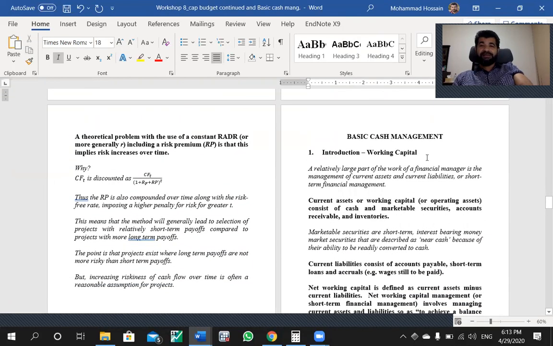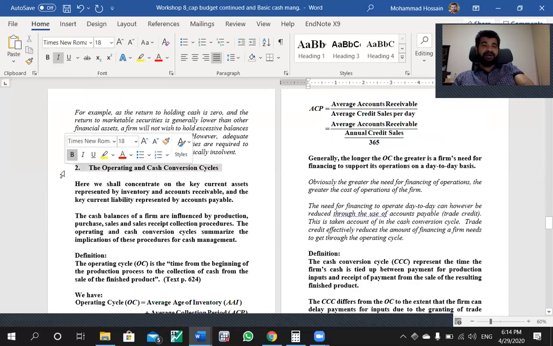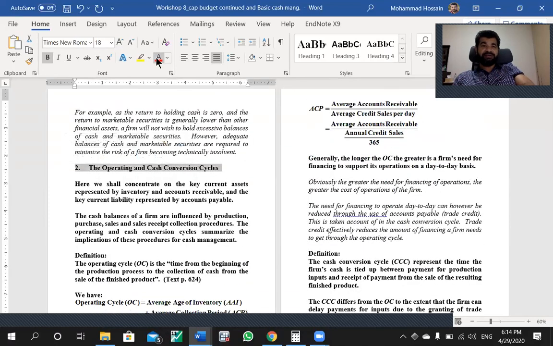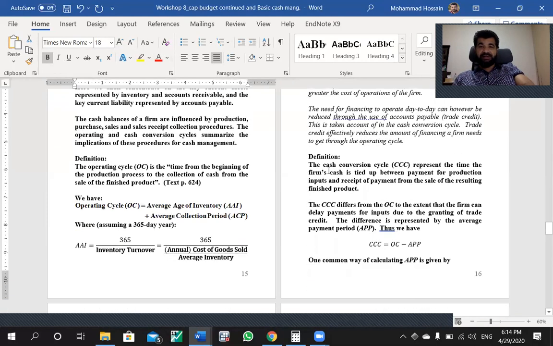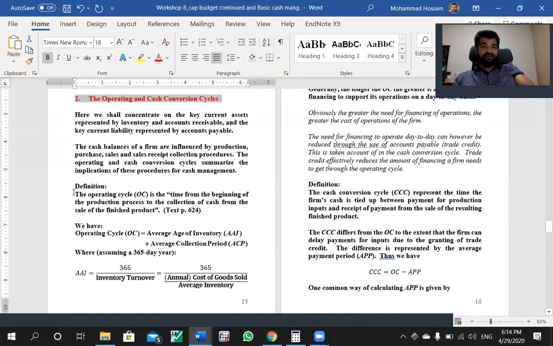Now, let's go into our cash budget. Okay. Let's get back to our cash budget now. In this case, this says basic cash management. How do you manage your cash? Two things we'll be discussing here. One is the operating cycle, and the other is the cash conversion cycle. This is your operating cycle, OC. And we'll be talking about the cash conversion cycle. These two things you're going to look at.